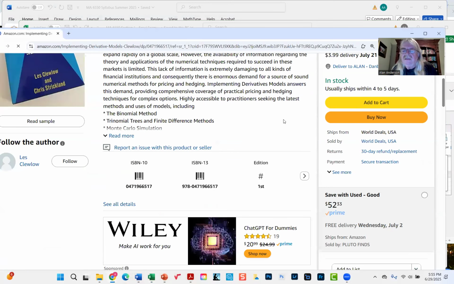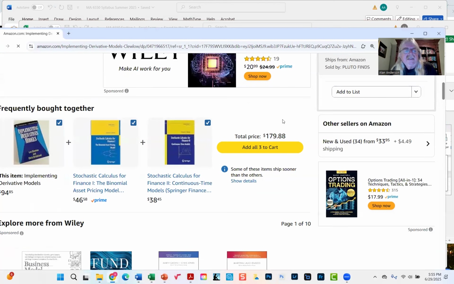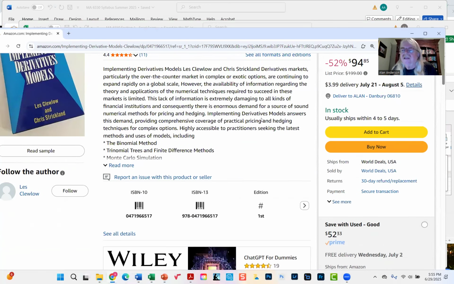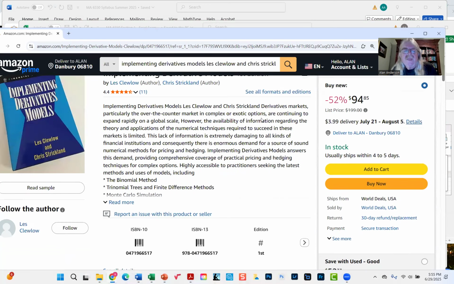No, they've got it right there. It's so funny how it apparently never went out of print, but they never updated it either. That's kind of strange.